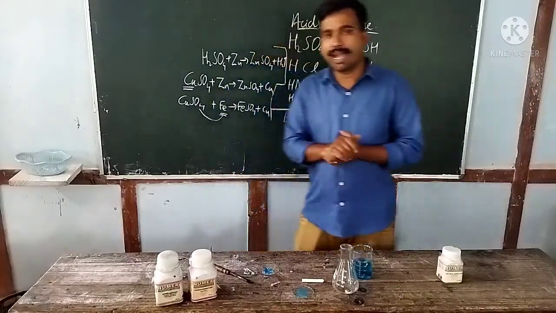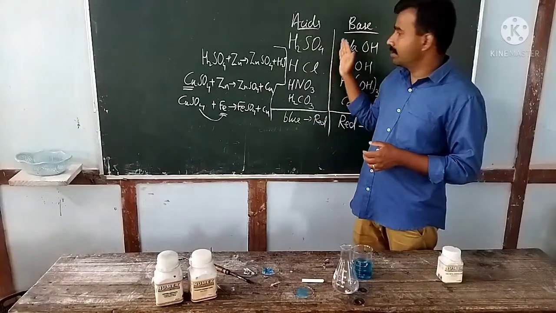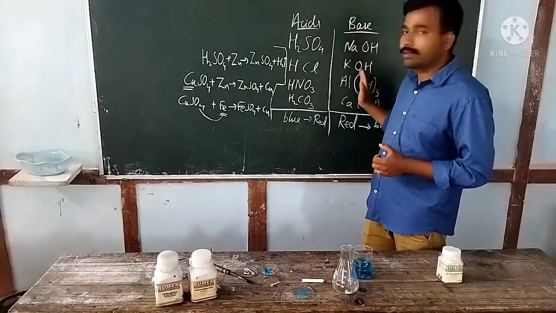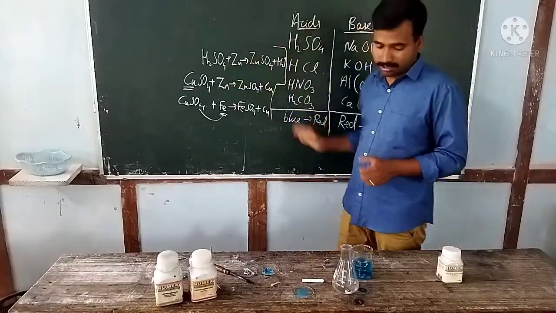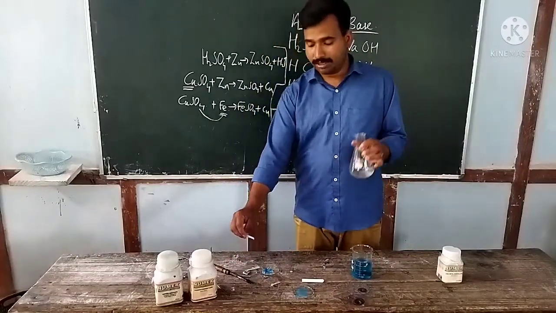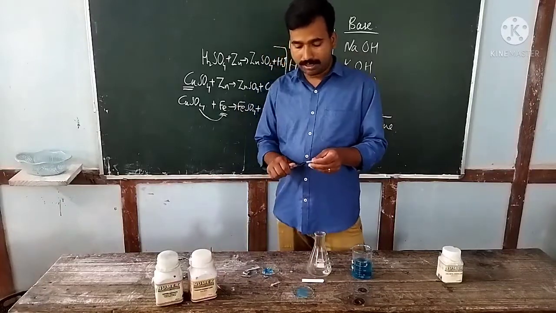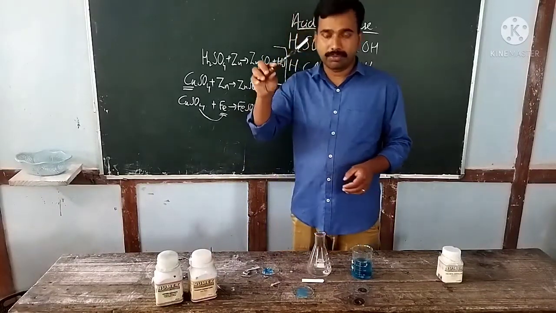So when metals react with oxygen, they form corresponding metal oxides, and when these metal oxides are dissolved in water, you will get corresponding bases. The next one is acid. Here I have got an acid, sulfuric acid. We can test the sulfuric acid by using a blue litmus paper.